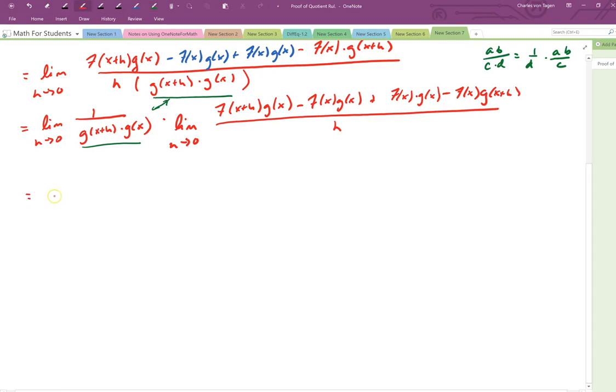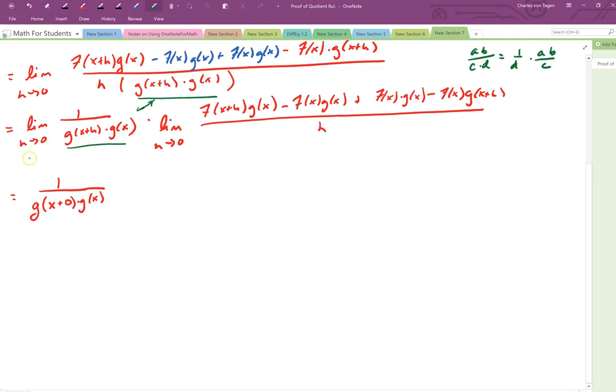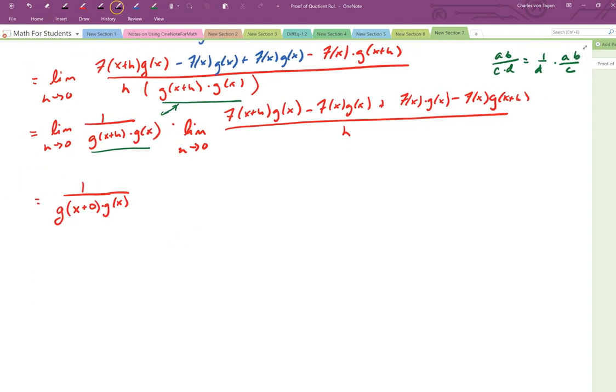So we can go ahead and evaluate this limit right here. Why? Well, we said that g of x was differentiable, and remember that differentiability also implies continuity. Because this function, 1 over g of x, is continuous, provided g of x isn't 0, I can evaluate this limit through direct substitution. That was for this piece right here.